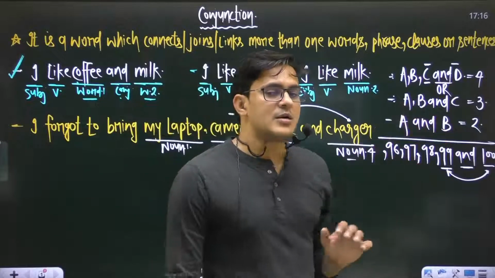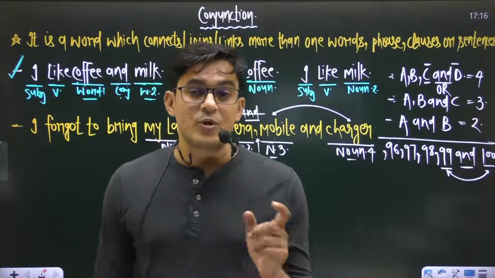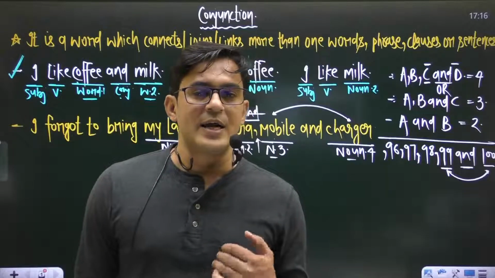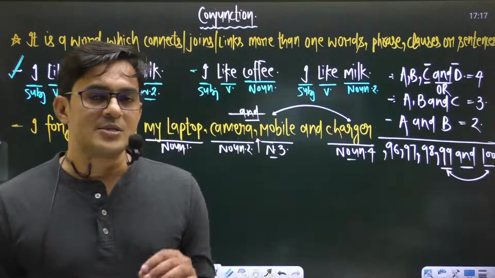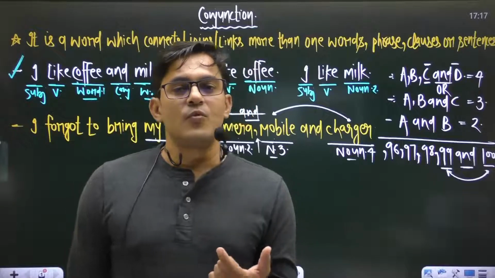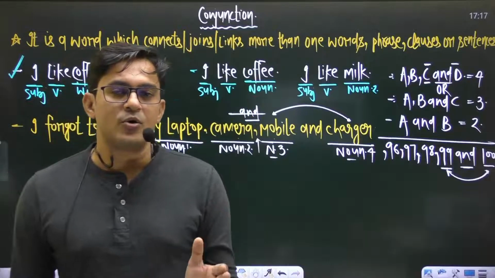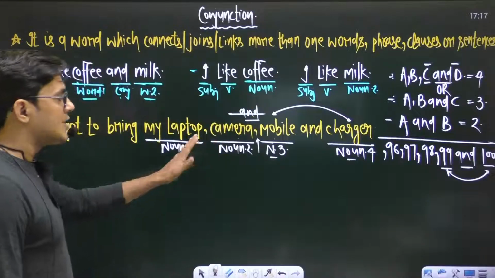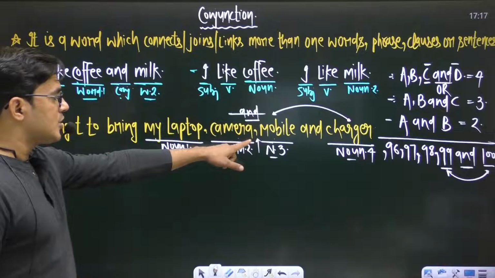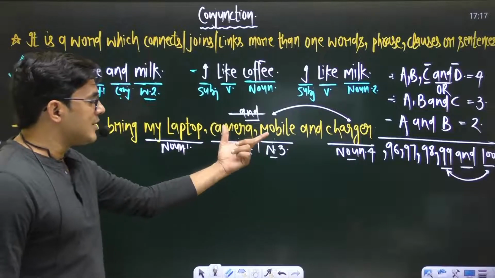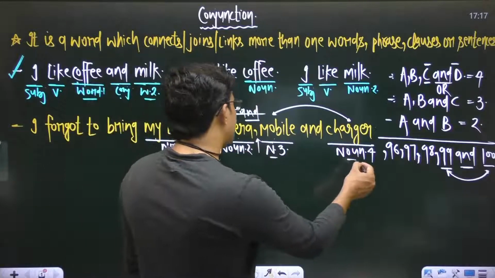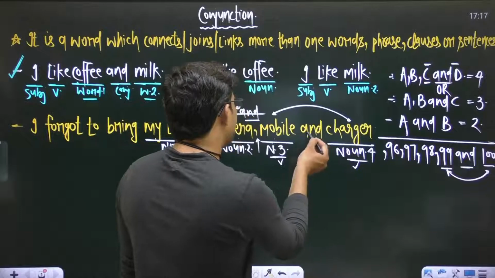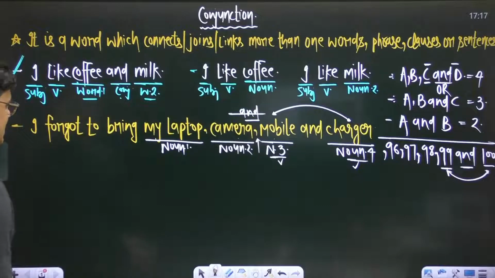If you have 100 nouns or 100 words to connect, then we connect the second last and last word with the conjunction and or. Meaning the 99th and 100th word are connected with the help of the conjunction and or. The rest of the words will be separated with commas, right? So this is the way. If you add and between camera and mobile, then an error will be there, because when you have four different nouns, we have to connect the second last, meaning the third noun, and the last noun with the help of a conjunction, right? So let us move forward.